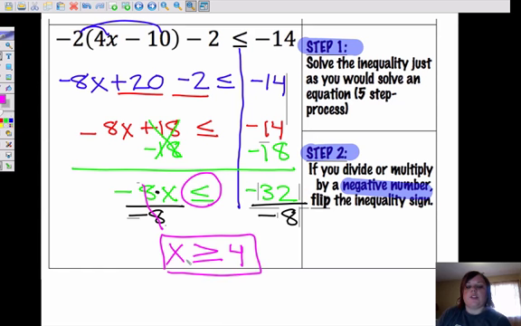So since dividing by this negative switches the sign of this number over here, we need to switch the sign of the inequality. So we divided by a negative number, we have to switch the sign. Otherwise, solving inequalities is just like solving an equation, as long as you remember that change. Now you can go ahead, pause the video if you need to finish taking the notes, and then you are ready to practice this with skill set G.